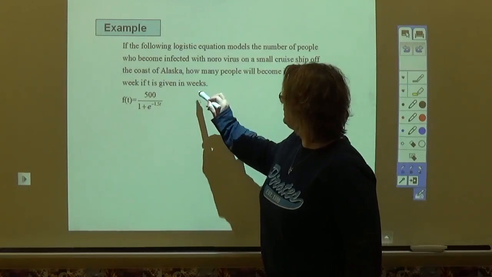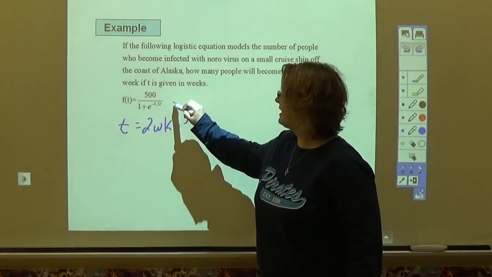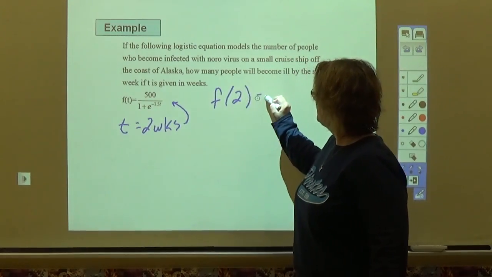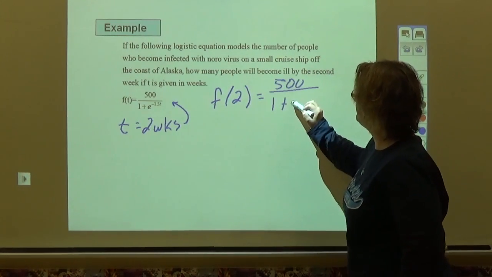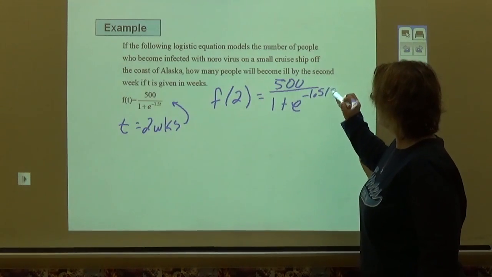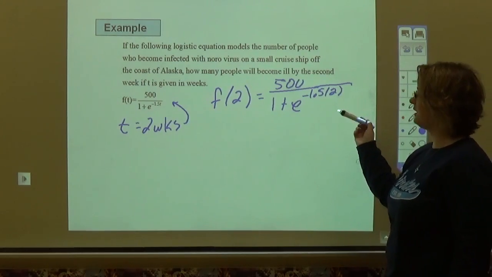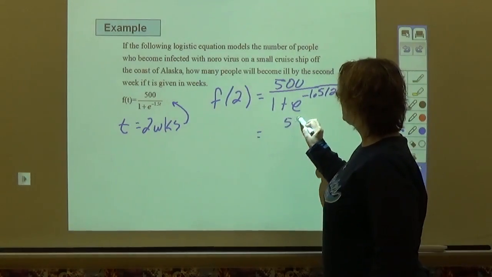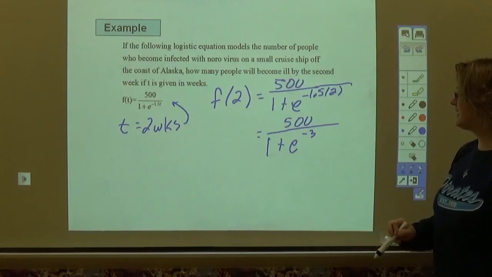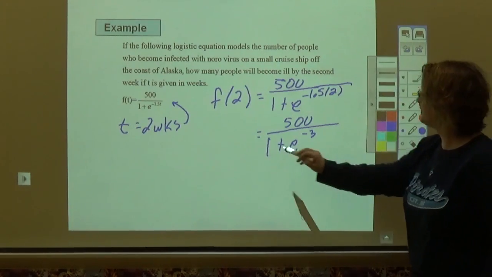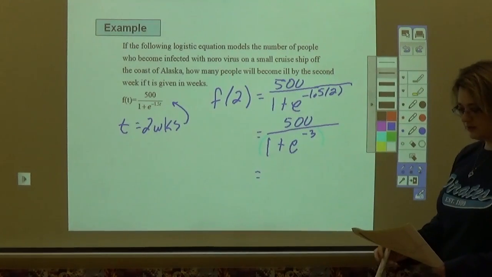Okay, so we know that T equals 2 weeks. So essentially we just need to plug that into the equation. So f of 2 equals 500 over 1 plus e to the negative 1.5 times 2. You might want to multiply this together first if you can. It's less to type in a calculator then. So 500 divided by 1 plus e to the negative 3. Be careful. Make sure you include parentheses around that whole thing.